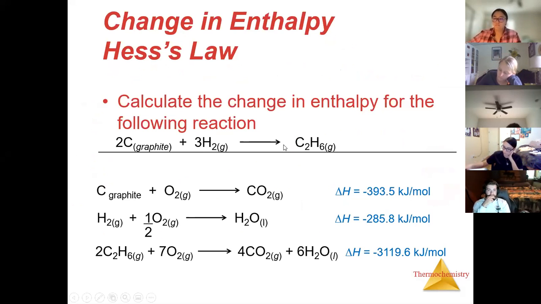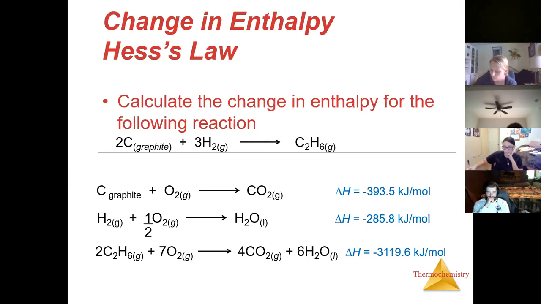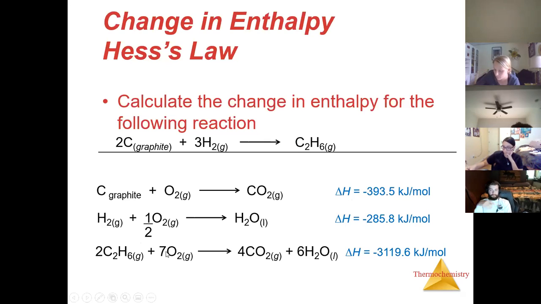Araceli, you asked, so you've got to participate. This is my overall reaction at the top. These reactions down below are the ones where I know the enthalpy. So, first thing I'm going to do is look at my first reactant, and I'm going to look at my 3 reactions down below here.